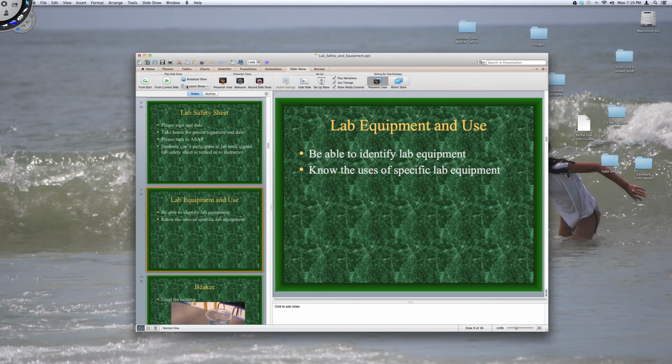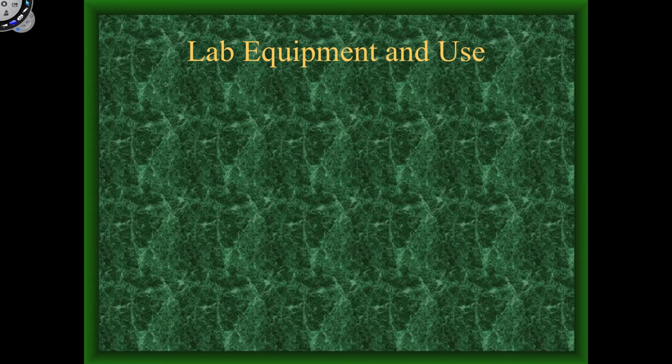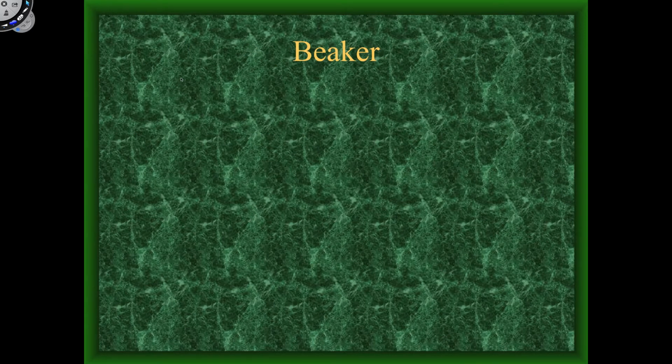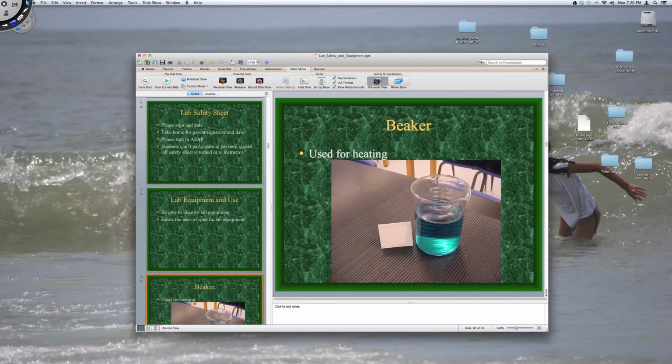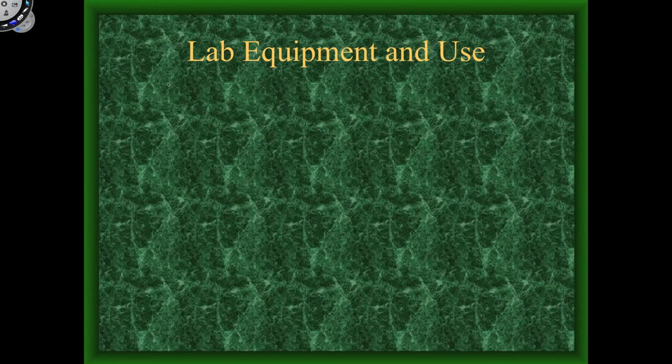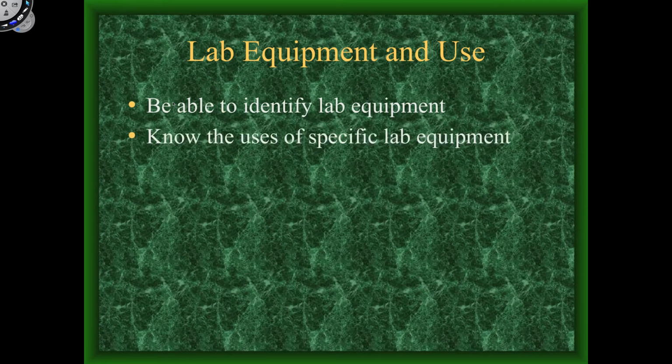Alright, so this starts part 4 of our PowerPoint over lab materials and equipment. And one of the things that you need to make sure that you know how to do is be able to identify the materials that you see and also understand what they're used for.